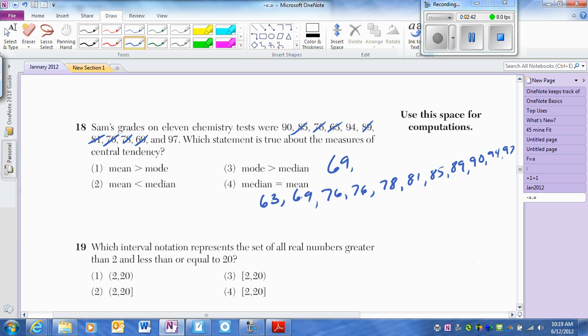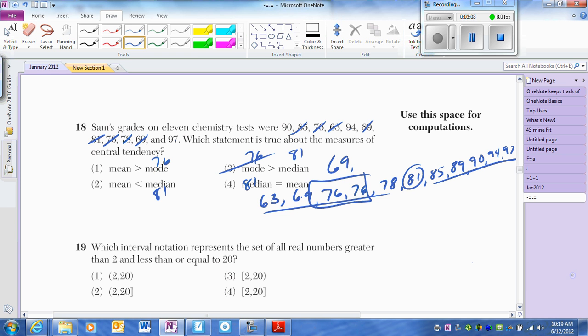11. So the sixth one, 1, 2, 3, 4, 5, 6. So 5 over there, 5 over there. 81 is the median. The mode is 76. It's not greater than the median. Mode 76. Of course, the other ones have mean.